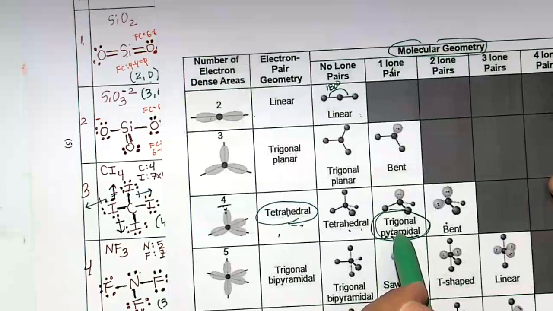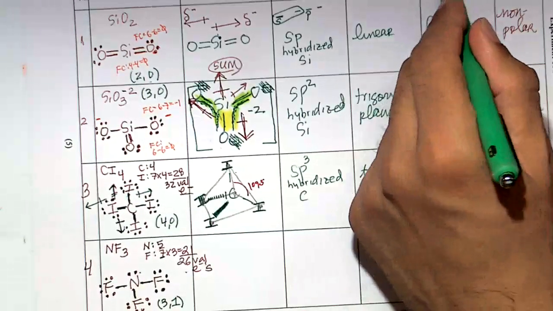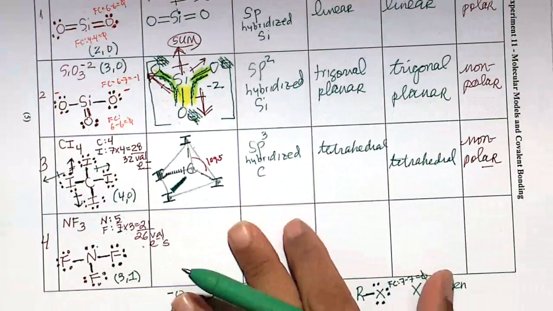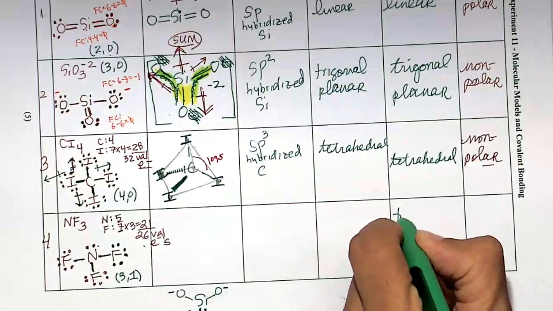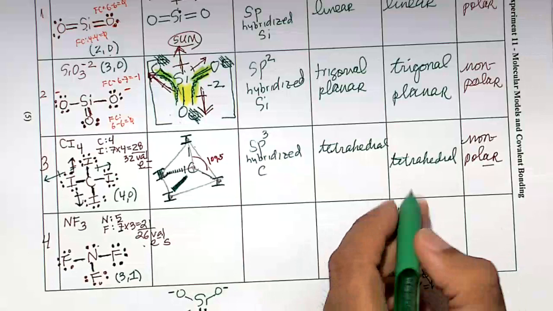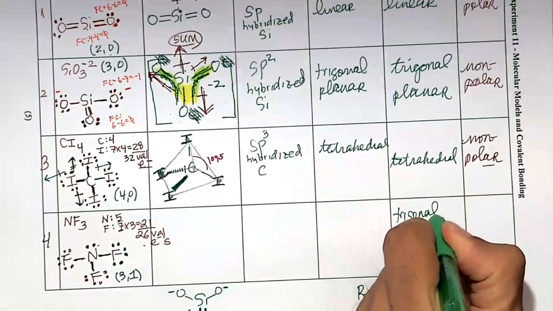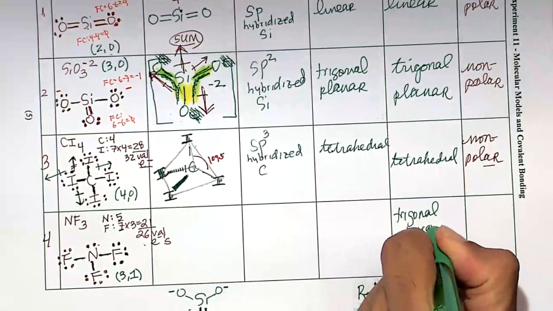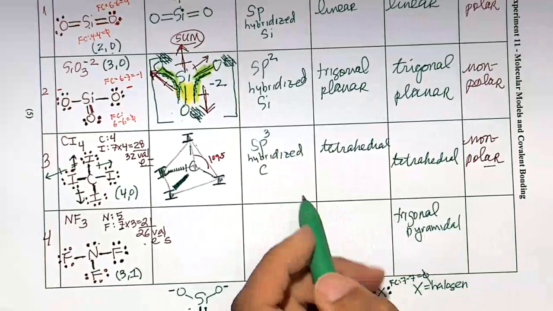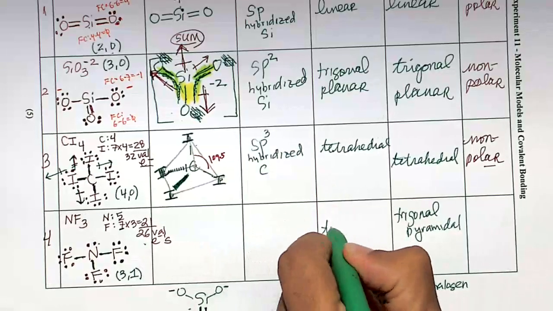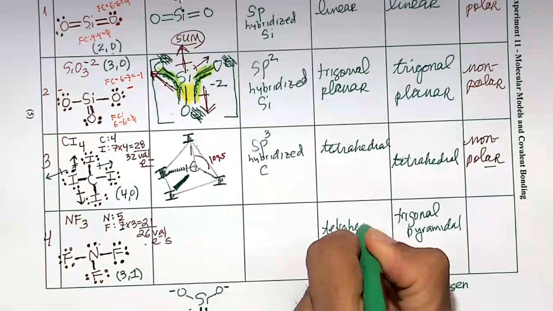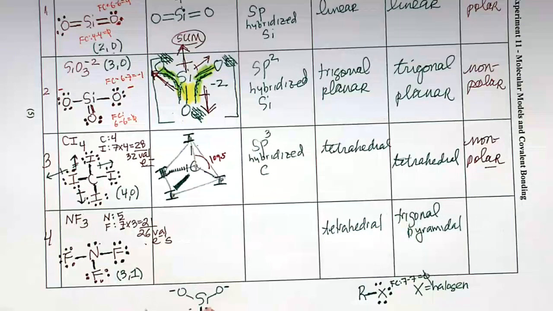So molecular geometry is trigonal pyramidal. The electron pair geometry is tetrahedral.